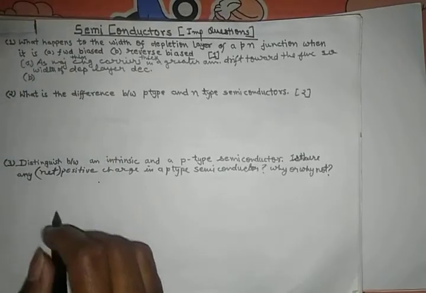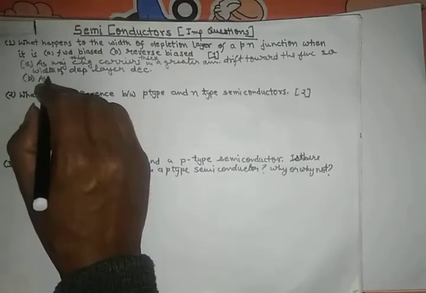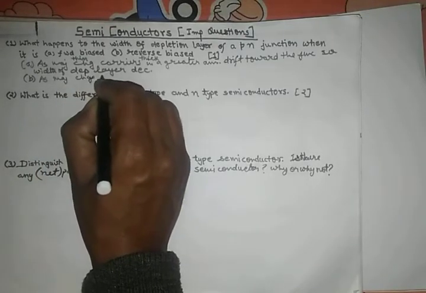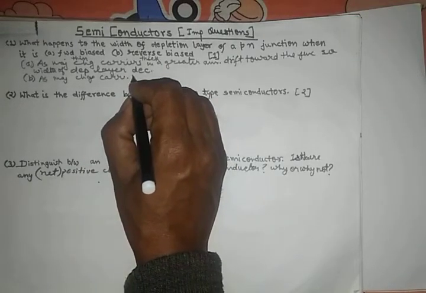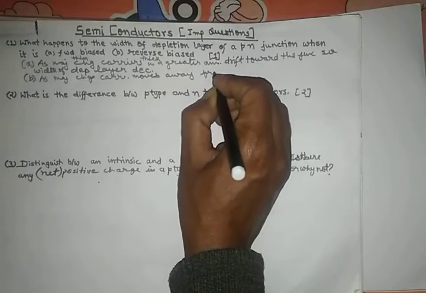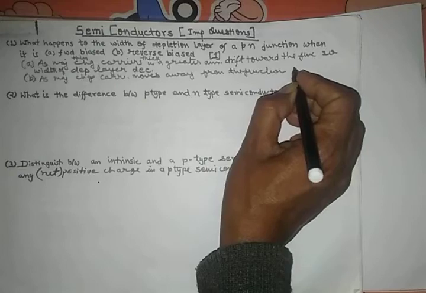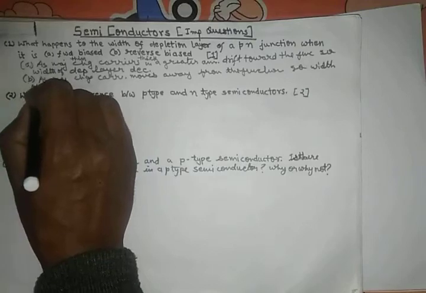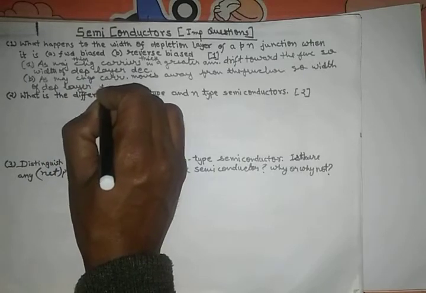B part, in reverse bias, as majority charge carriers move away from the junction, so the width of the depletion layer increases.